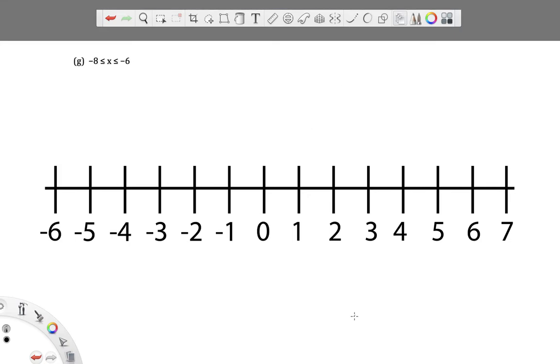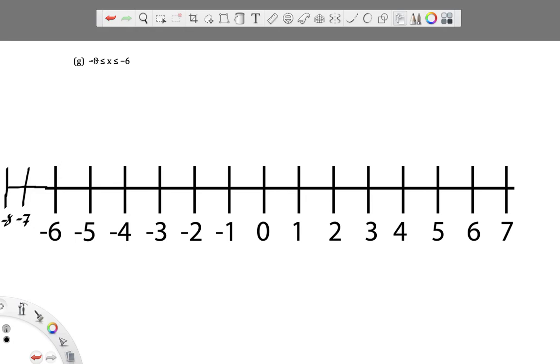Inequality shown here, where x lies between -8 and -6, but also including -8 and -6. So I'm just going to have to extend my number line just a touch down here. Just very quickly do that. So that's -8 there, and that would be -7, -6, -7, -8, yep. Okay, so where do we put our circles?